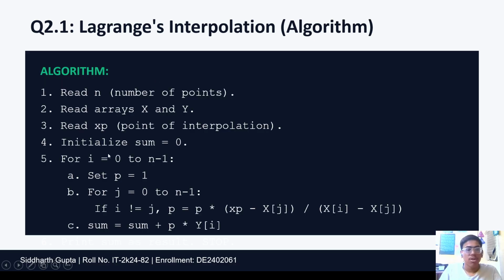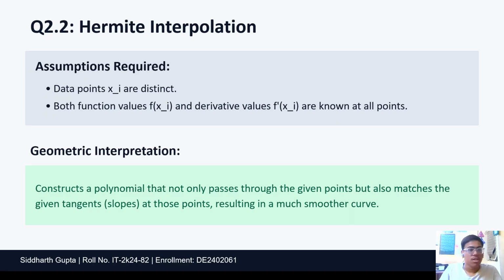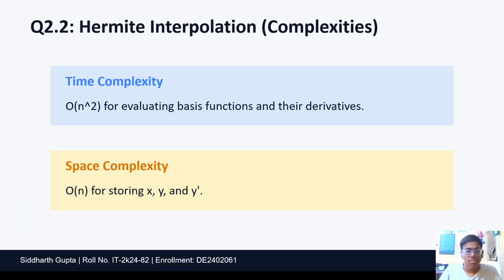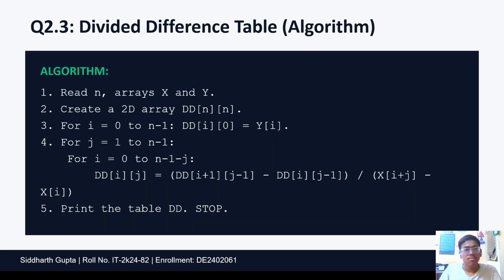The complexity, as you already know, there are 2 for loops. So the time complexity will be big O of n square, and the space complexity will be big O of n. So that is Lagrange interpolation. Next, moving on to Hermite interpolation. Next, moving on to divided difference table.